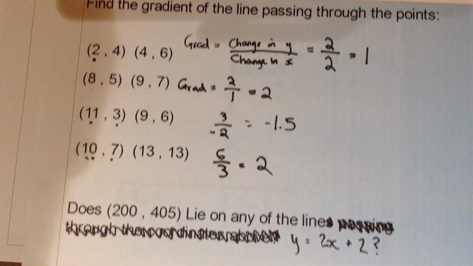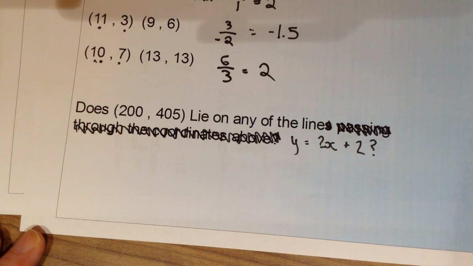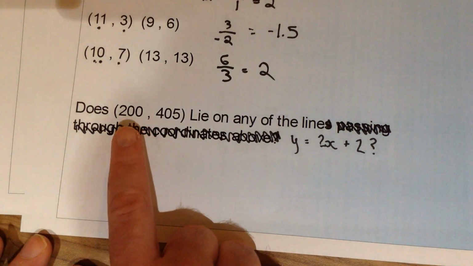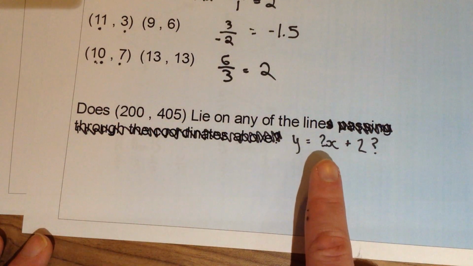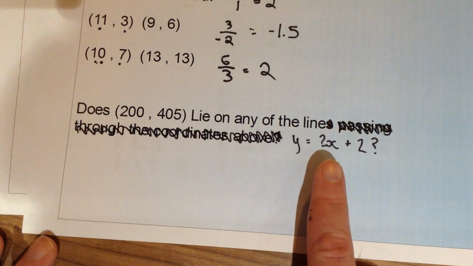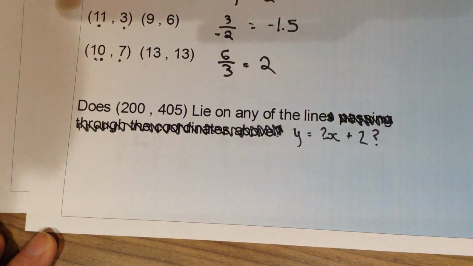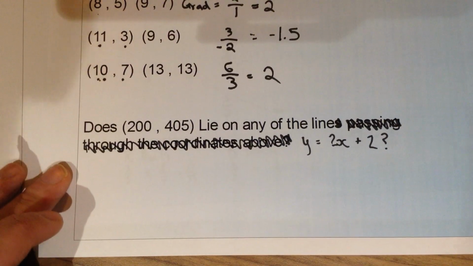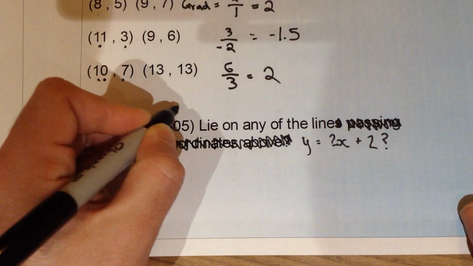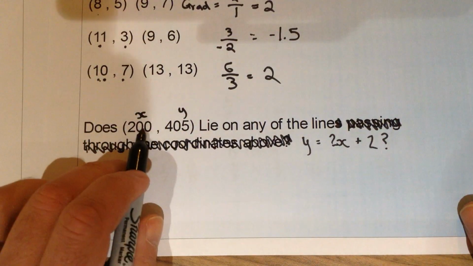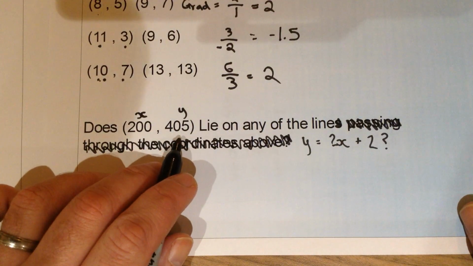There's also another question on this topic, or similar topic, at the bottom of this page. It's asked us, does the coordinate (200, 405) lie on the line y equals 2x plus 2? If you need to find out whether or not a certain coordinate, a certain point, is on a line, all you would need to do is substitute the two numbers into the equation. Remember, the first number in a coordinate is the x coordinate, the second one is the y coordinate.